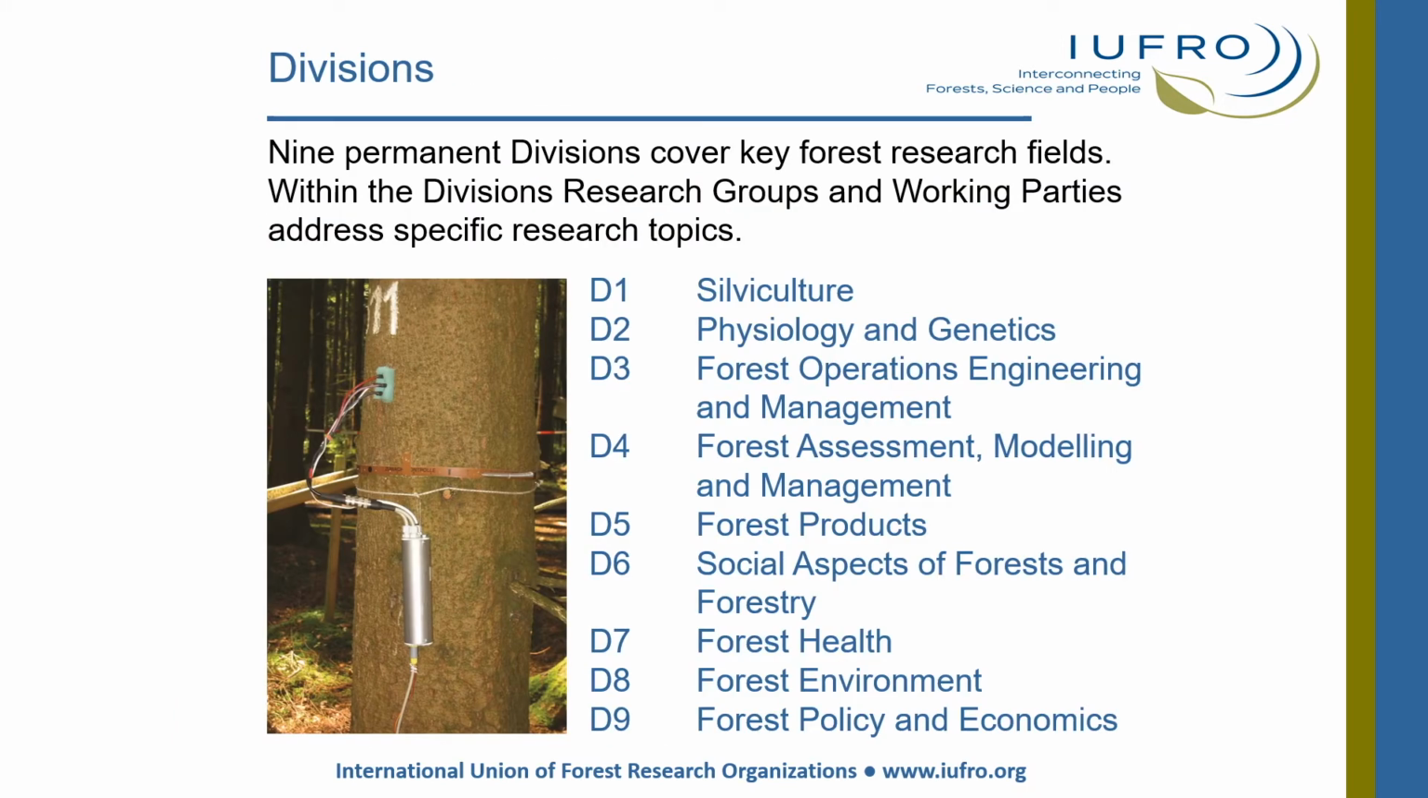IUFRO is composed of 9 divisions that cover research on all aspects of forest science, including silviculture, physiology and genetics, forest operations, forest assessment, forest products, social aspects of forestry, forest health, forest environment, and forest policy and economics. Specific subject areas within divisions are captured within research groups. For example, within Division 7, we have 2 research groups, forest pathology and forest entomology. Research groups each contain working parties that are focused on more specific subject matter.